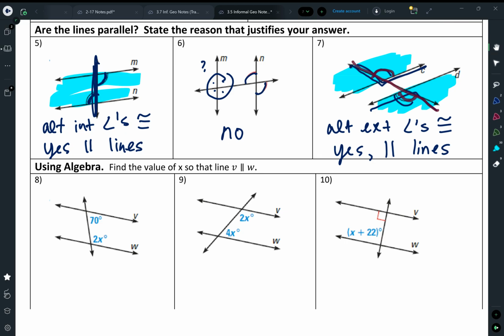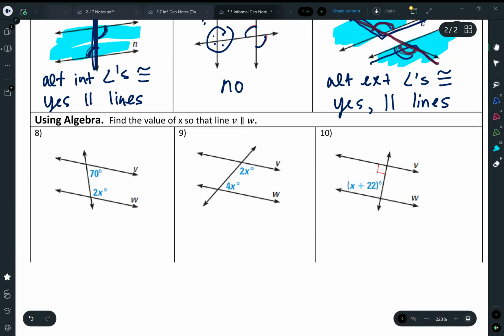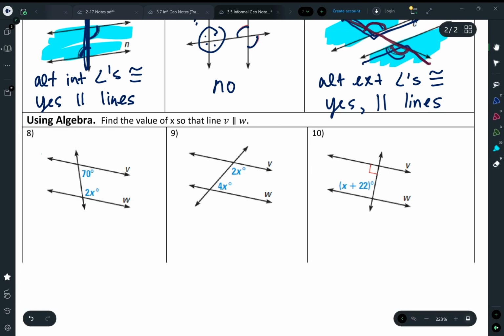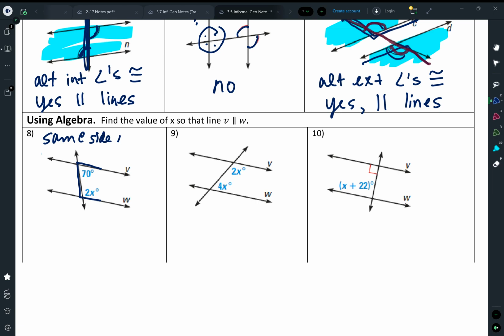So for the last three, it says we are using algebra. We want to find the value of x so that the lines are parallel. So basically, we're pretending that they're parallel, and we're trying to figure out what x would have to be. So here I've got that C shape. If I have that C shape, I'm looking at same side interior. So in order to be parallel, these would have to be supplementary. So we're doing same side interior supplementary. Supplementary means adds to 180.